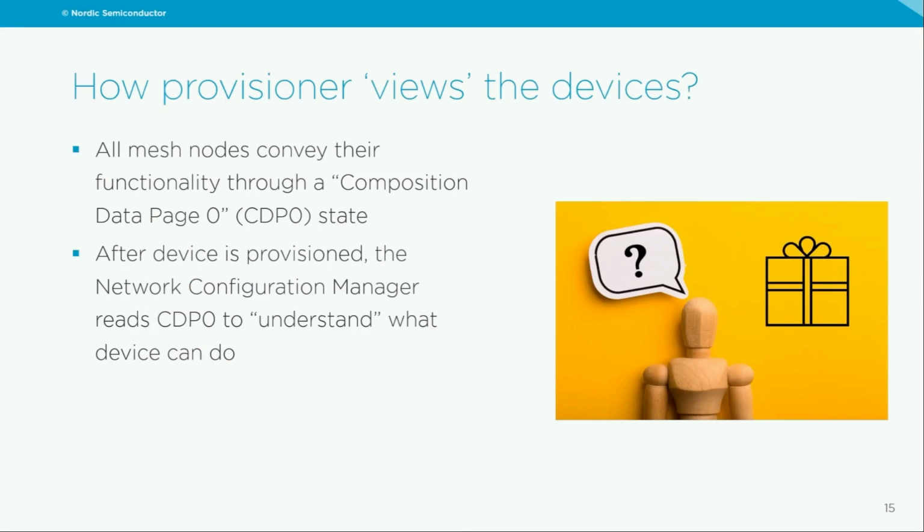How does the provisioner view the devices on the mesh network? All mesh nodes convey their functionality through the device composition data page 0 state. After a device is provisioned, the Network Configuration Manager reads CDP0 to understand what the device can do. The device composition data page 0 contains information about various models present on the device, their order, the feature set of the device, vendor identifier, company identifier, and the product identifier.